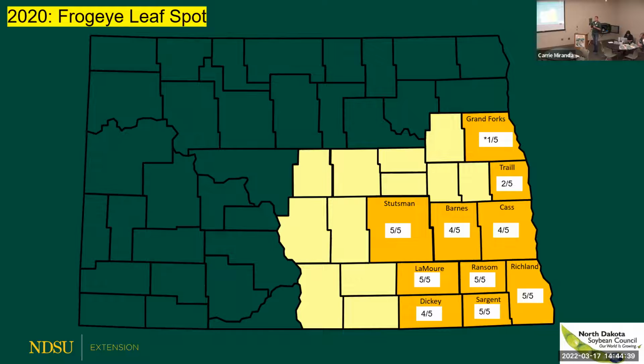Grand Forks, we found it in 1 of 5 fields, and in Barnes, we found it in 4 of 5 fields, but everywhere else, it was just everywhere, which is why I say officially found in 2020, but likely it had been here the year before, had overwintered. And so that's why it was so prevalent. In yellow, I have highlighted counties that likely also would have seen frog eye leaf spot.